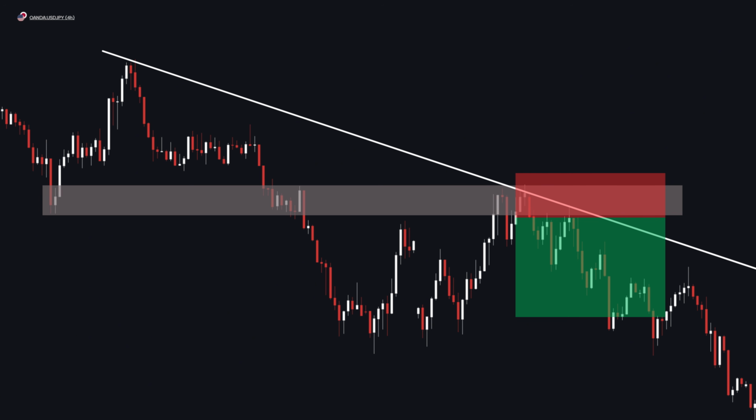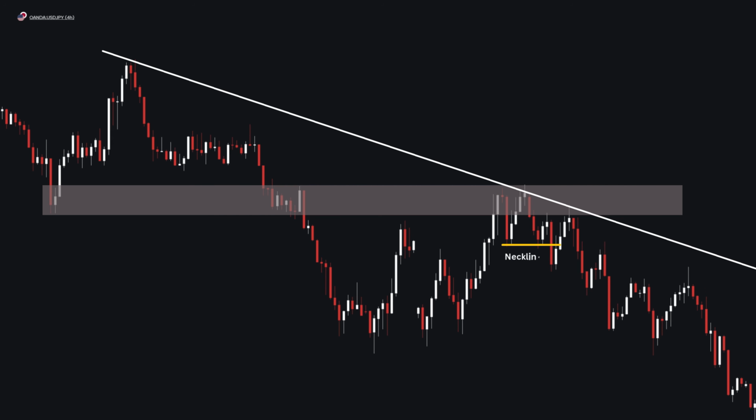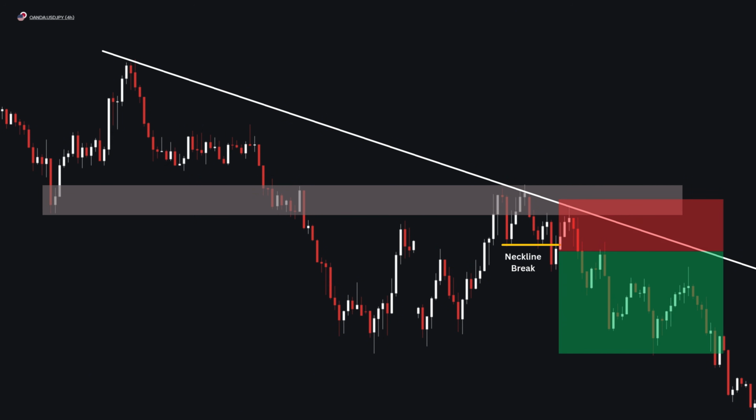And the third way to trade here is to wait for this double top pattern to complete by breaking the neckline to the downside. After the neckline breaks, you can aggressively execute here, or you can wait for price to retest, and then you will execute after any bearish candlestick pattern.